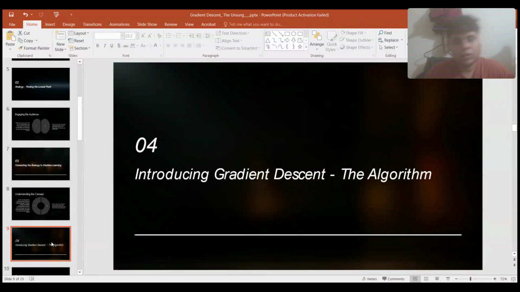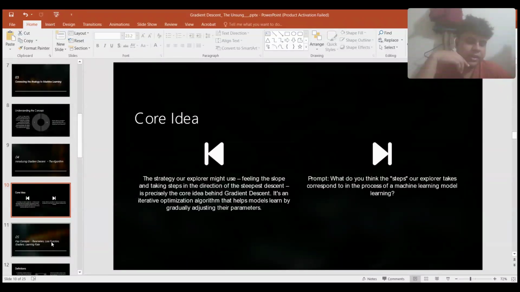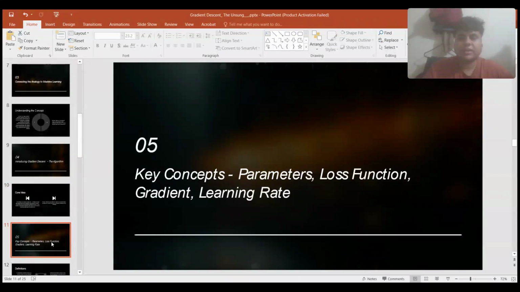Another question to our audience is, what do you think the steps our explorer takes correspond to in the process of a machine learning model learning? Basically, the steps our explorer takes are like the small adjustments the machine learning model makes to its parameters. In each step, the model aims to move closer to the set of parameters that result in minimum loss, meaning better performance.